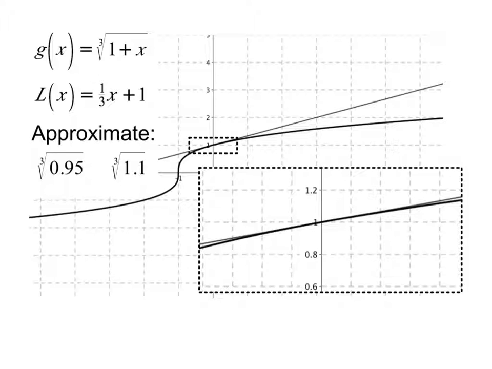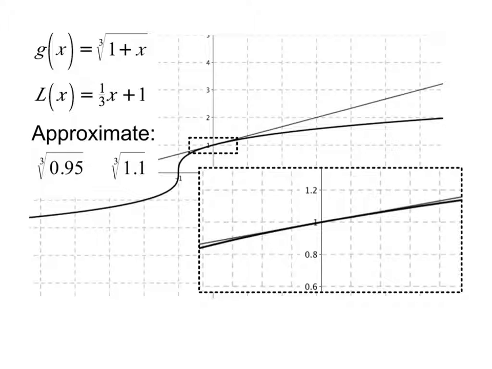Now, let's talk about what x really means for each of those. If I'm going to be approximating the cube root of 0.95 using this equation, I'm not just going to be plugging 0.95 in for x. Because notice, if I plug 0.95 in for x up here, that'd give me 1.95. I'd be estimating the cube root of 1.95 there. That's not what I want. I want to estimate the cube root of 0.95.